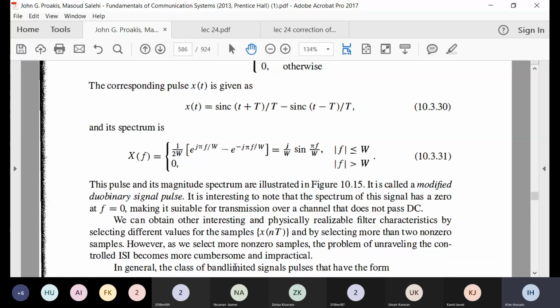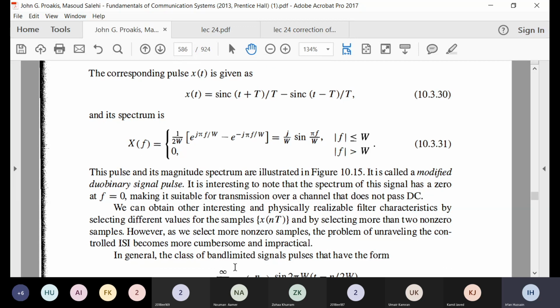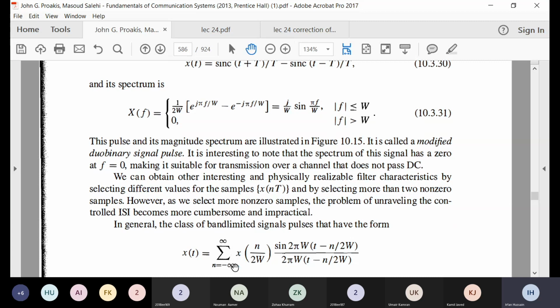So in general, I told you that you could have many choices of various signals that could be used to satisfy the Nyquist criteria, as well as to pass at the Nyquist rate. But the drawback is that you have to allow ISI, and as you increase ISI more and more, the problem of controlling or getting rid of this ISI becomes cumbersome and impractical.